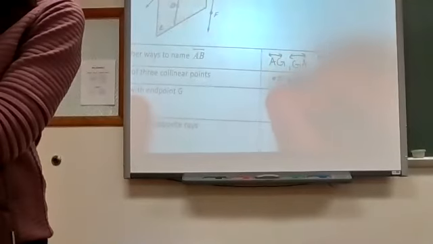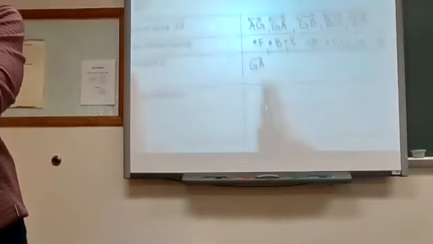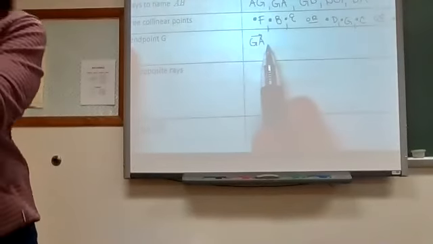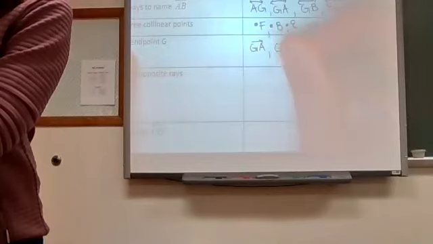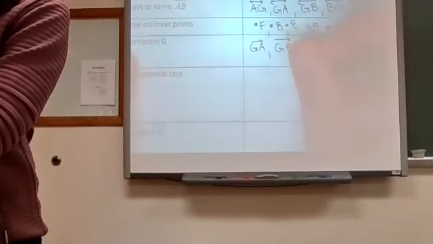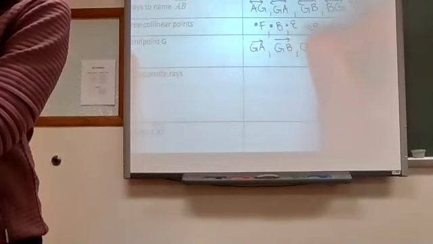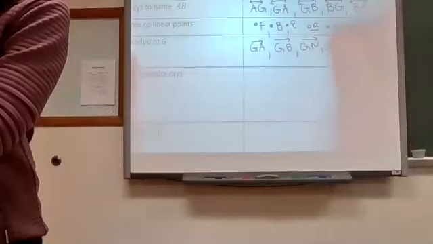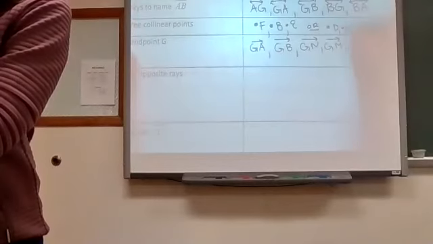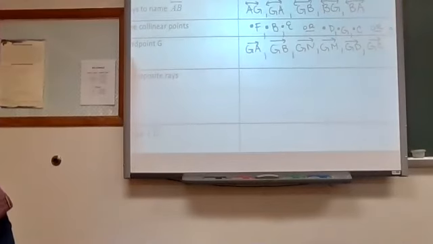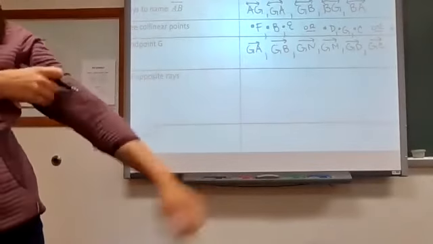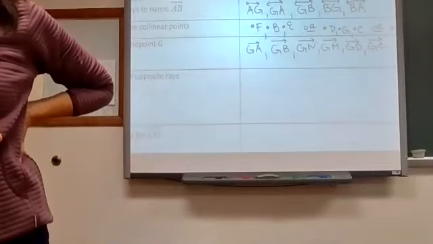Labeling correctly, ray GA goes from G through A. Ray GB, from G through B. GN, GM, GD, GC. And there are my 6 rays. That's all of the rays that start with endpoint G.